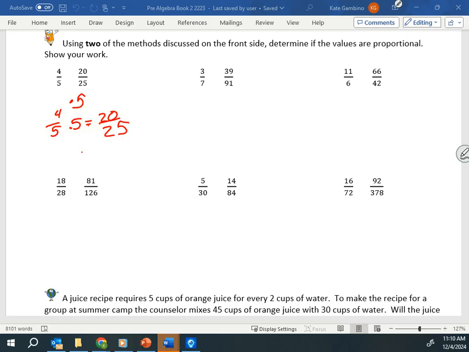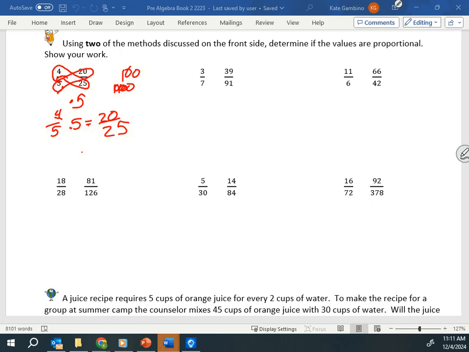Okay, what would my second way be? What do you think I should use, David? Cross products. Okay, oh shoot. 4 times 25 is what? 100. What is 5 times 20? 100. Oops, I just wrote it on top of each other. Okay, so they both equaled 100.